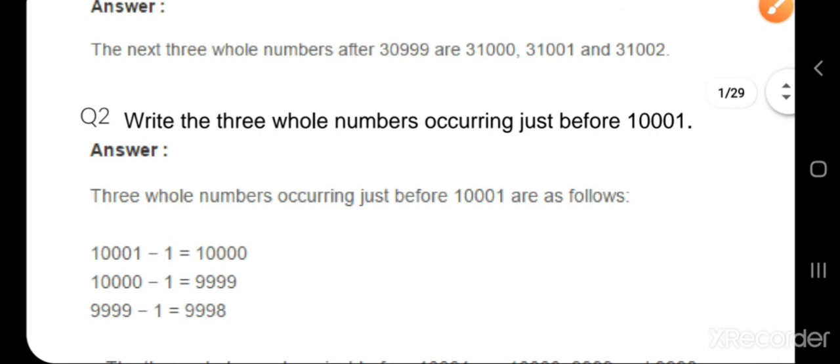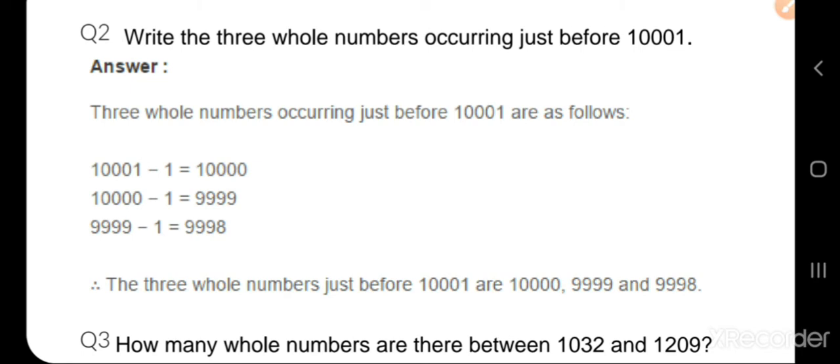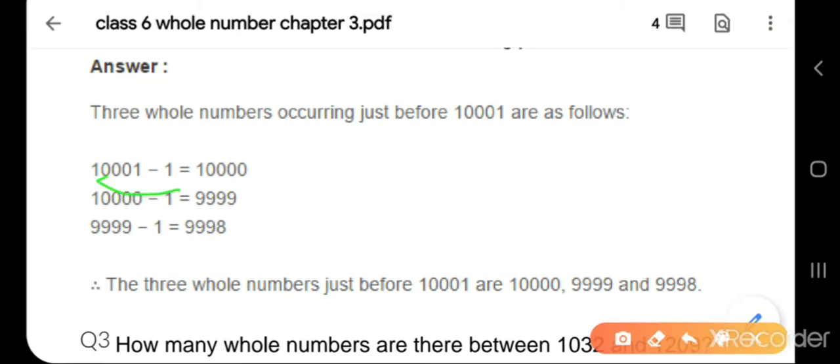Write the three whole numbers occurring just before 10,001. To find the number occurring just before any given number, you need to subtract 1, as it has been done. 1 would be subtracted from 10,001 to get the first number just before 10,001. To get the number just before 10,000, we'll again subtract 1, we'll get 9,999. And again to find the third number, we'll subtract 1 from 9,999, we'll get this, okay? This is the way you'll solve it.